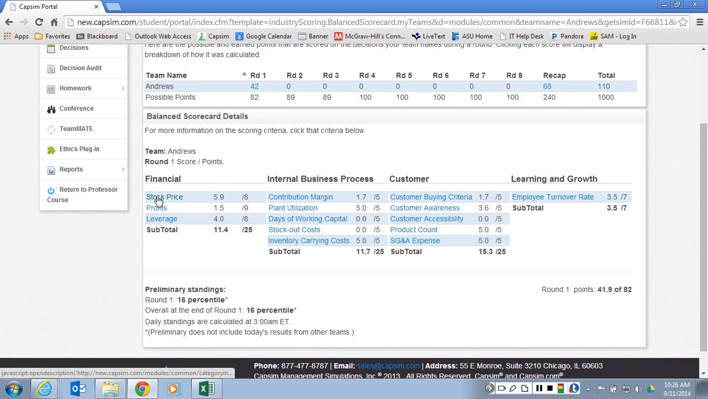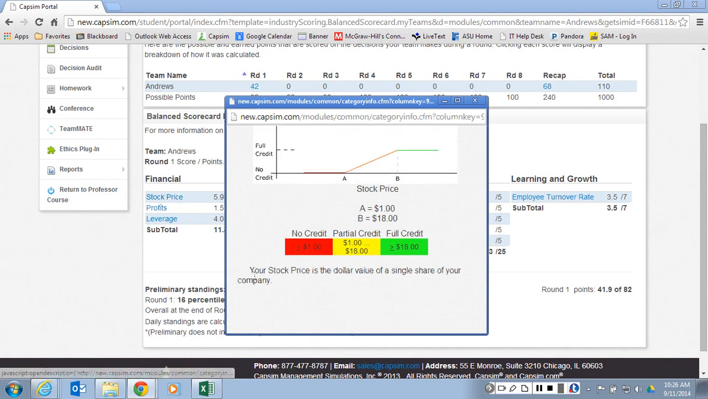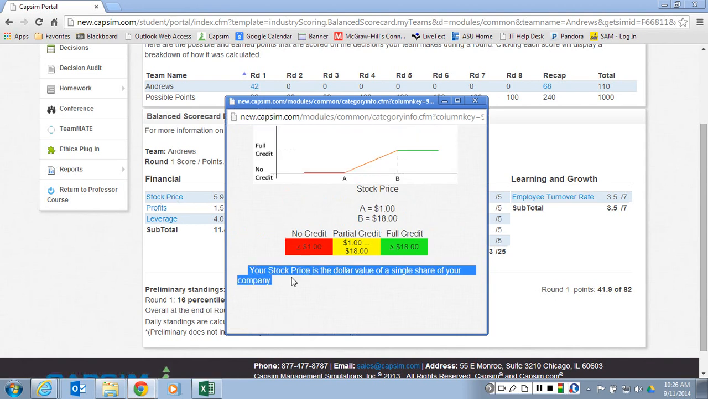This is going to help you with your inputs. If you know what the number should be in the balanced scorecard, then you get an idea of what we've got to strive for, what kind of goals we need to set to get higher scores. On a stock price, we just click on it. It will give a very brief explanation, and most of these are just general financial management terms. If you don't understand them, just Google it and you'll get more explanation, or let me know.